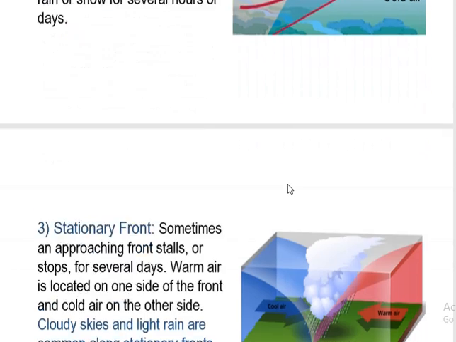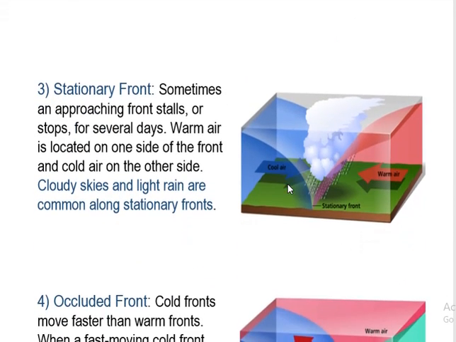Third type will be stationary front. Stationary front, look at the photo. When warm air and cold air approach each other, then stop. Weather will be cloudy and only light rain.